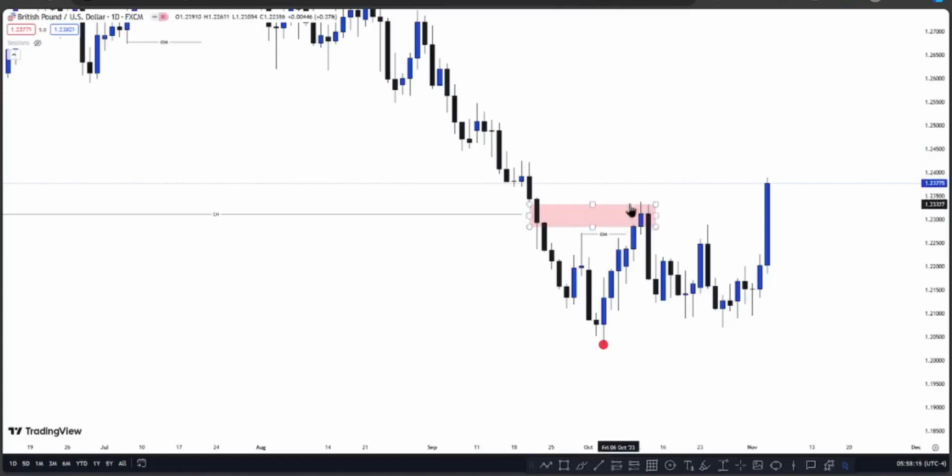So when price tapped into this fair value gap, which is not high probability, it either reacted off of it and dropped. You could have gone to your lower time frame for lower time frame confirmation to take price lower. And when price came back down, take a look at it.